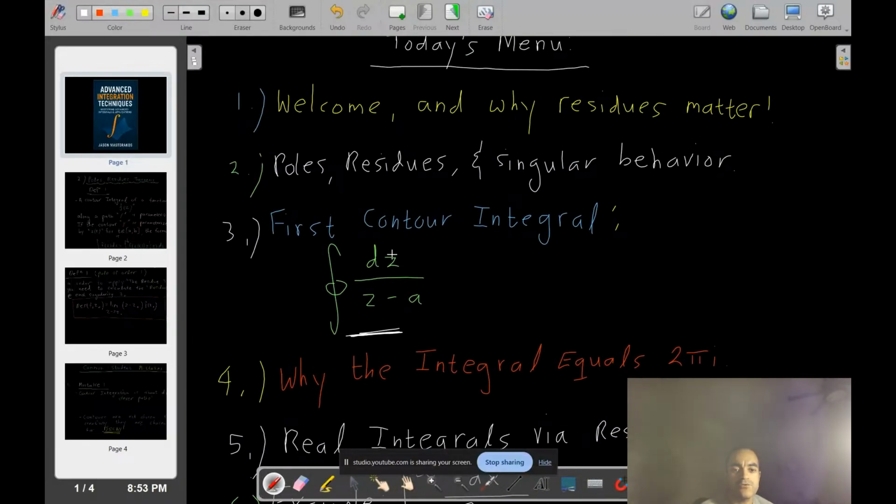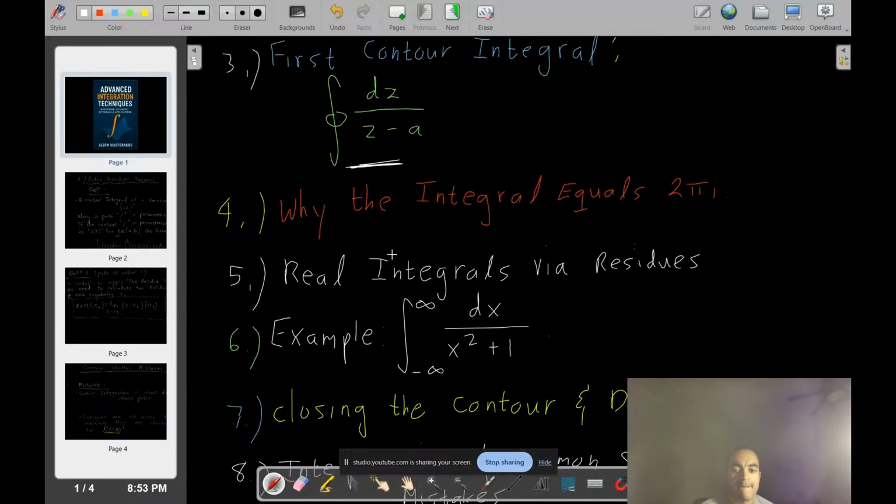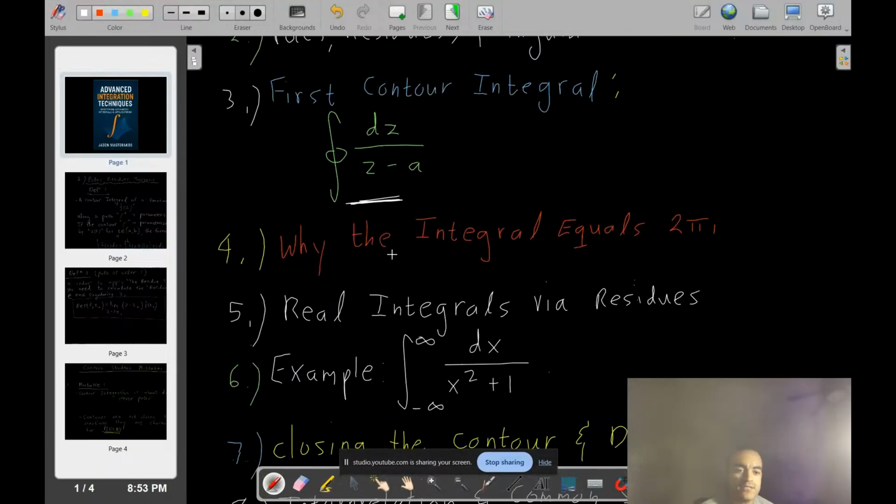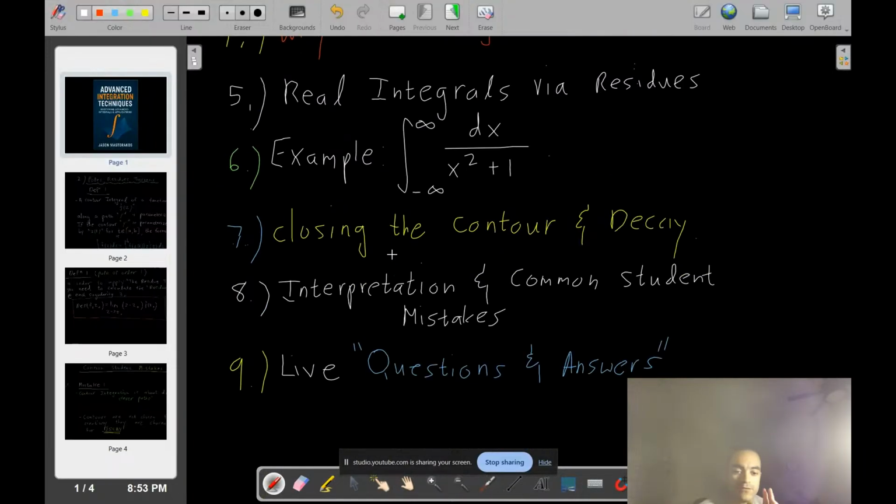Numbers 2, 5, and 8 are the most important. Number 2, because I have to introduce you to the theory. If I don't, you don't understand what's going on. So the theory is very important. I have to keep reiterating that for math: if you don't know the theory, you're not doing real math. So number 8, we're going to talk about the interpretation and common student mistakes when it comes to contour integration.